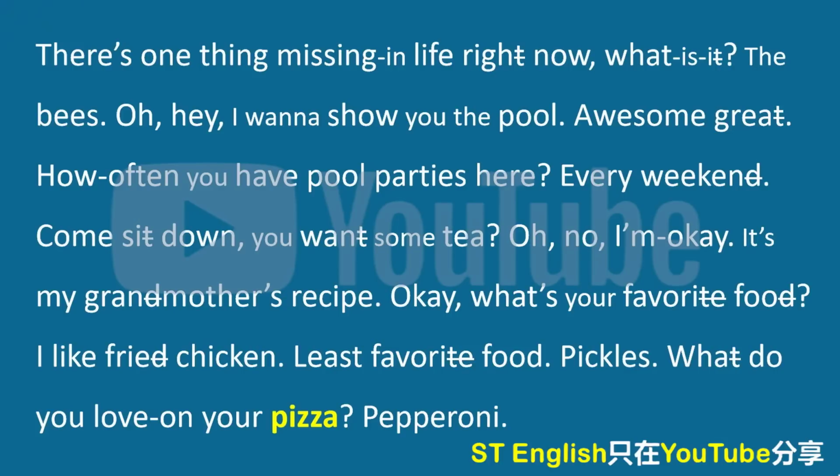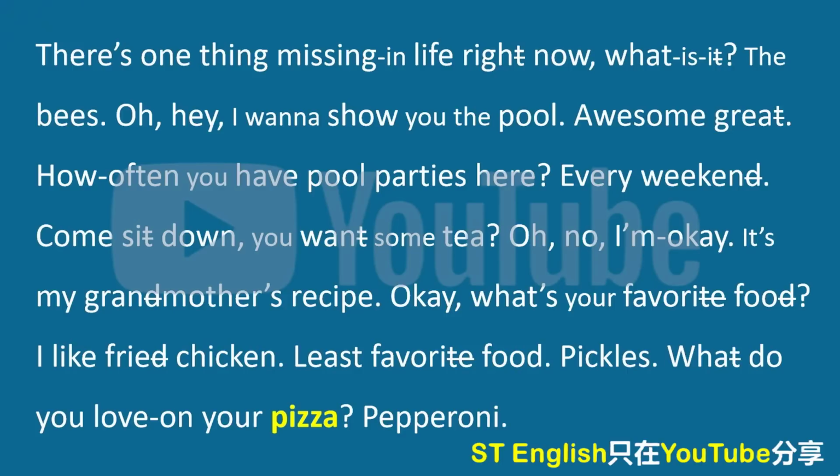第三行 How often do you have pool parties here? 那么 how 和 often 连读成了 how often. Do you 都是弱读后面的单词正常读就好了 How often do you have pool parties here? 然后 every weekend? Every 正常读 weekend 接 with it 没有爆出来 Every weekend.